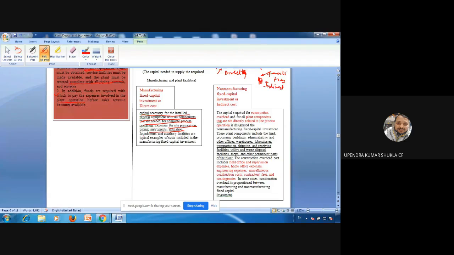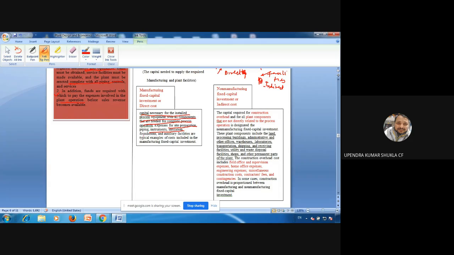See, the key word is indirect cost. Non-manufacturing, hit in the mind, indirect cost. Now, indirect with respect to what? You need to raise the question. Indirect with respect to manufacturing. If it is not directly related to manufacturing, it is an indirect cost, right?